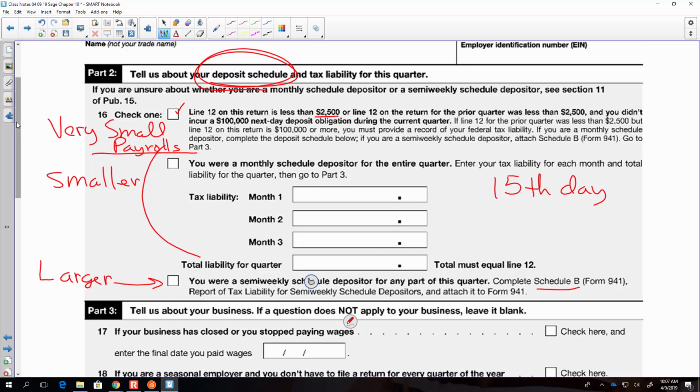So if you are under 2,500 in withholding taxes, you could just check that box. You don't have to fill out any schedule. That's kind of nice. But everybody else will have to fill out a schedule, either monthly or semi-weekly. And what we have to be sure of is that what we deposit for the quarter matches line 12. Go back to your first page.